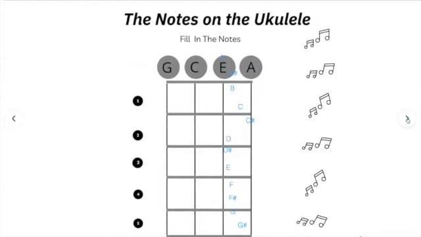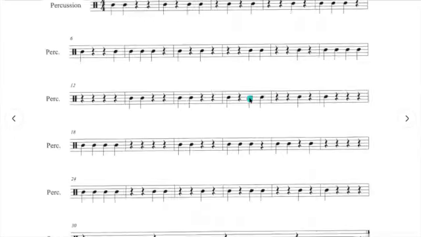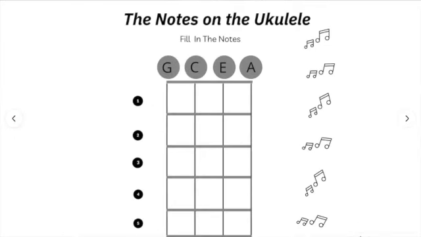Now, what does that have to do with anything that we're talking about today? Well, how does the musical alphabet apply to the ukulele? Well, we learned last week that the strings were Grover Cleveland eats apples. Well, if we go here, we can use our musical alphabet. Oh, let's go backwards. So we can use our musical alphabet right here.